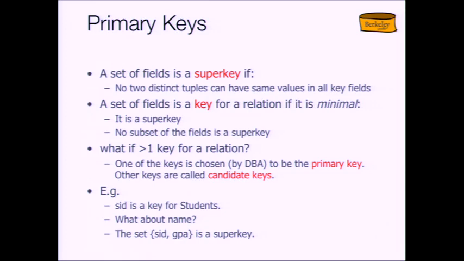The combination of SID and GPA is a super key, because it's going to uniquely identify any student. Just having the SID is enough to identify an individual student, and so SID, GPA is a super key, but it's not a key. It's not a minimal key. All right, so a lot of definitions, but I just wanted to go through it. Any questions about any of that?